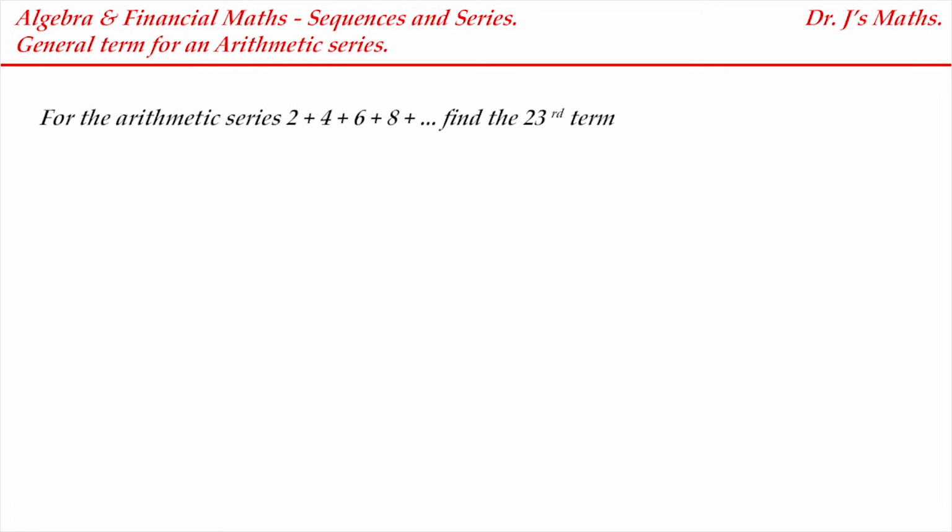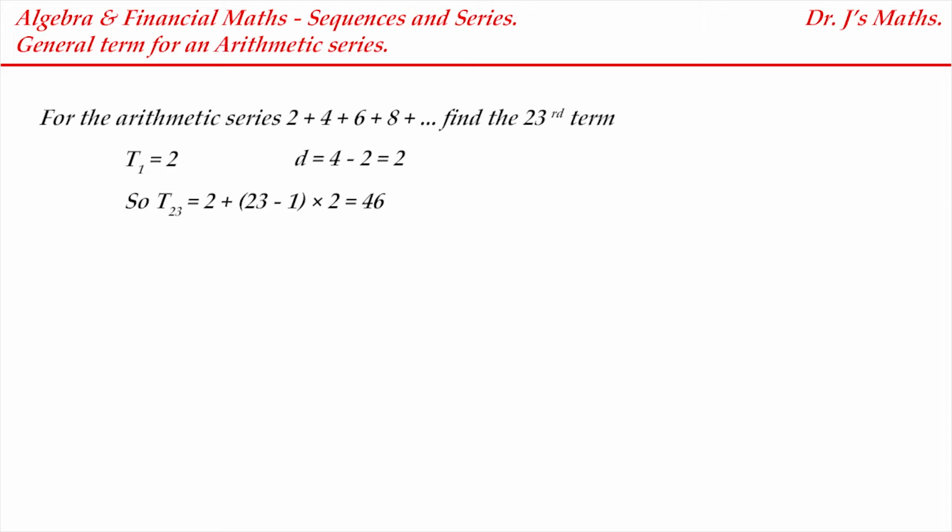So let's have a look at this general result in practice, and you're going to be doing this time and time again. For the arithmetic series 2 plus 4 plus 6 plus 8 etc., we have to find the 23rd term. So let's write down our basic ideas. The first term, T1, is equal to 2, and the common difference is 4 minus 2, which is 2. So we know that the 23rd term, T23, is equal to the first term, 2, plus 23 minus 1 times the difference, which is 2, and that gives us 46.